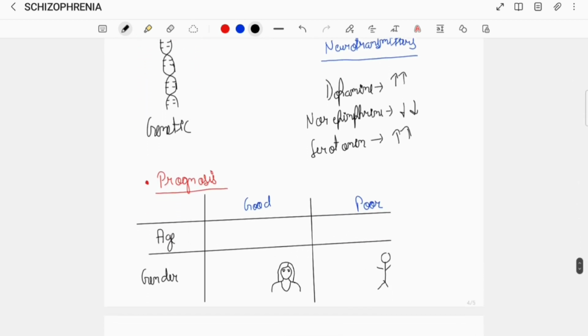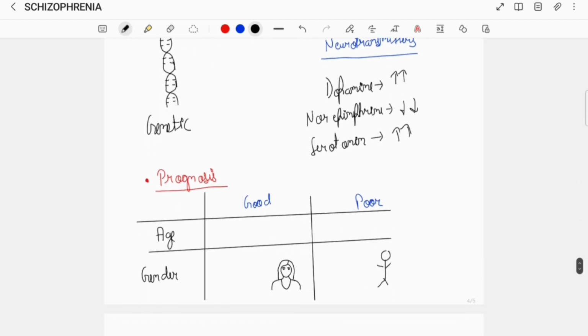A few factors can define the prognosis of schizophrenia, some of which I have discussed here. For instance, if there is a late onset of schizophrenia, then it will have a good prognosis as compared to early onset, which will have a poor prognosis. Also, a female is likely to have a good prognosis as compared to a male who will have a poor prognosis.